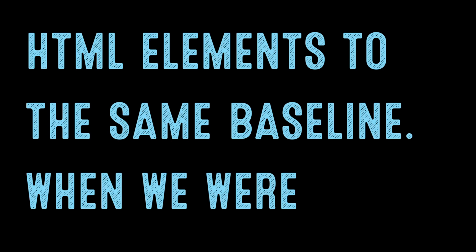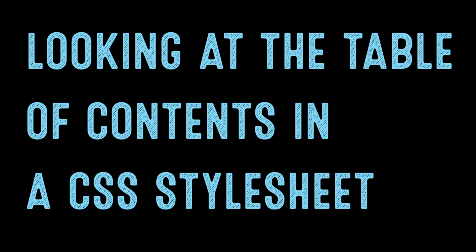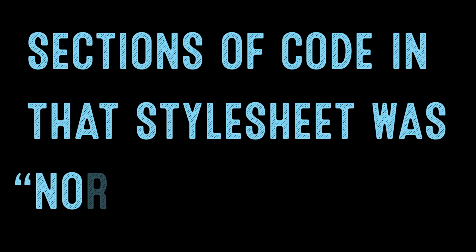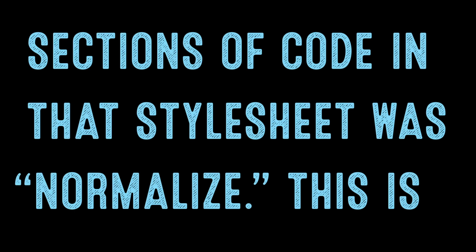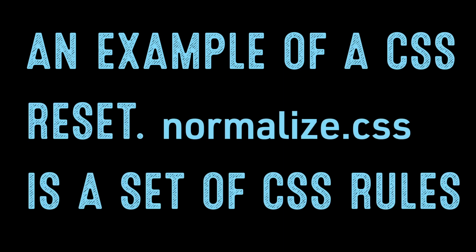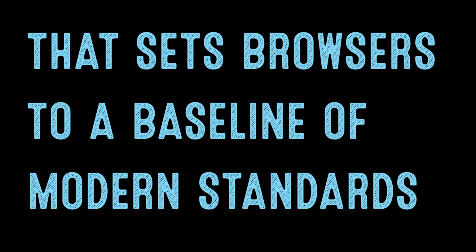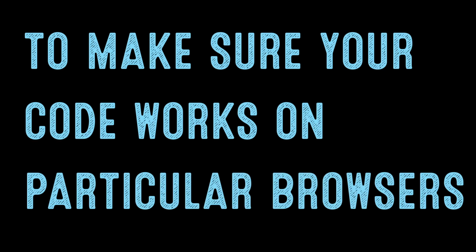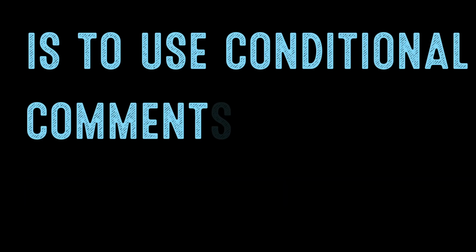baseline. When we were looking at the table of contents in a CSS style sheet a few episodes ago, you may recall that one of the first sections of code in that style sheet was Normalize. This is an example of a CSS reset. Normalize.css is a set of CSS rules that sets browsers to a baseline of modern standards and is open source code on GitHub. Another way to make sure your code works on particular browsers is to use conditional comments.